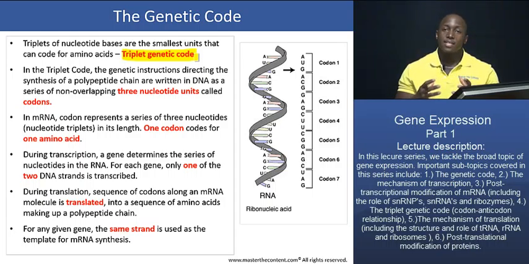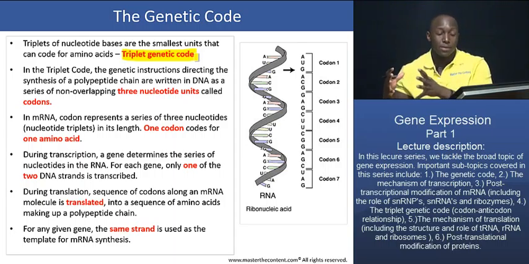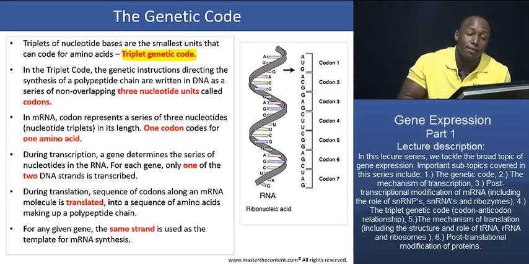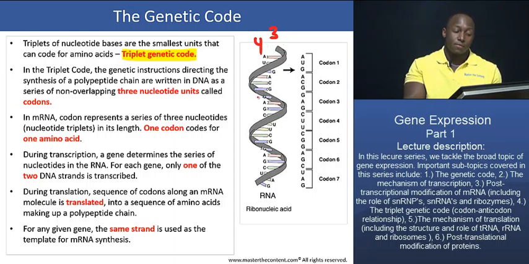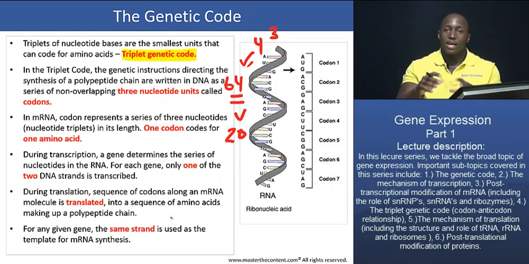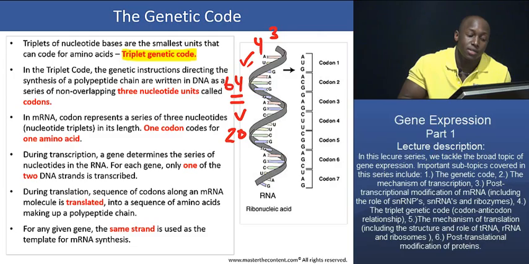So if 3 consecutive nucleotide bases code for one amino acid, that would mean that we have 4 to the power 3 possible combinations of those nucleotide triplets, which is 64 possible combinations. That is way more than 20. So that should suffice as far as making sure that we can code for every single individual amino acid. And this is what we refer to as the triplet code of genetics, or the triplet genetic code.